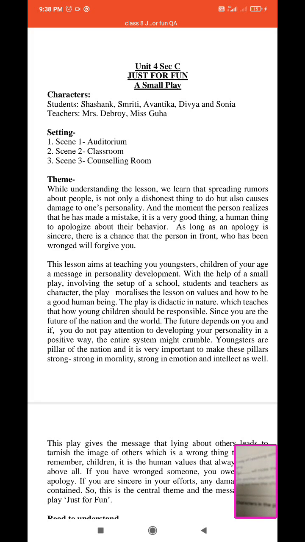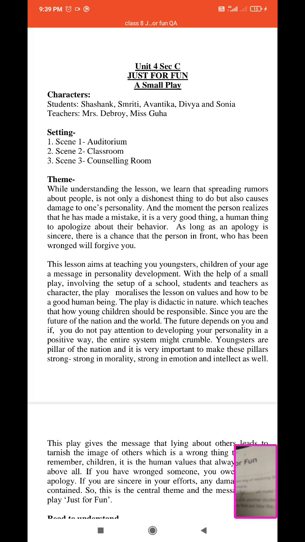Whatever you are doing, you should be responsible for that. And how to do that? This small play tells us that. Since you are the future of the nation, the future of this world, its future depends on your shoulders. And if you do not pay attention to developing your personality in the positive way, in the correct way, the entire system might collapse. The entire world, entire nation might crumble. Right? The youngsters are the pillars of the nation.